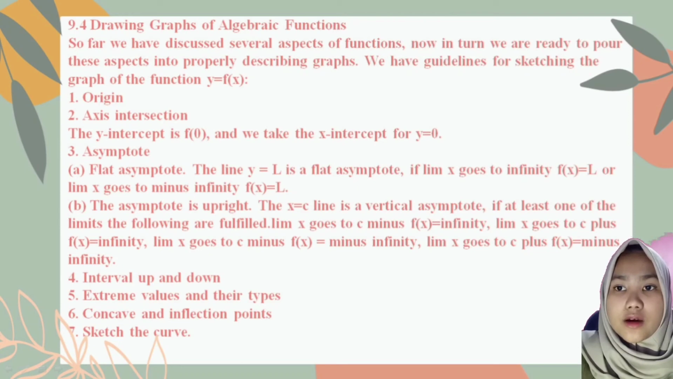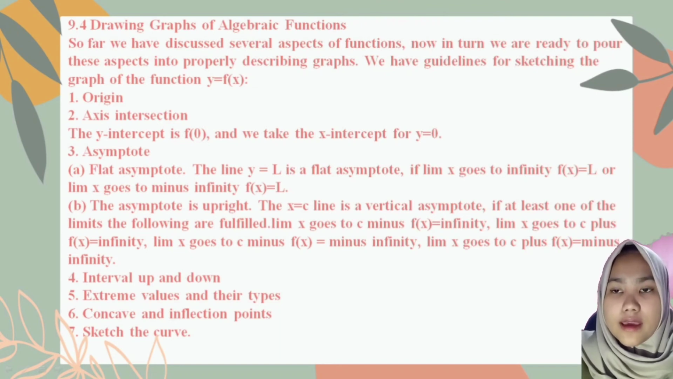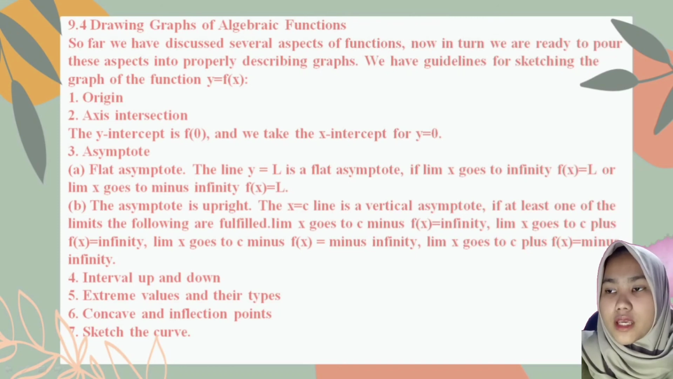The y-intercept is f(0) and we take the x-intercept for y is equal to 0. 3. Asymptote. A. Horizontal asymptote. The line y is equal to L is a horizontal asymptote if the limit as x goes to infinity of f(x) is equal to L, or the limit as x goes to minus infinity of f(x) is equal to L.